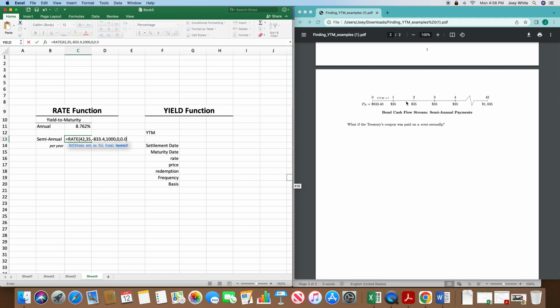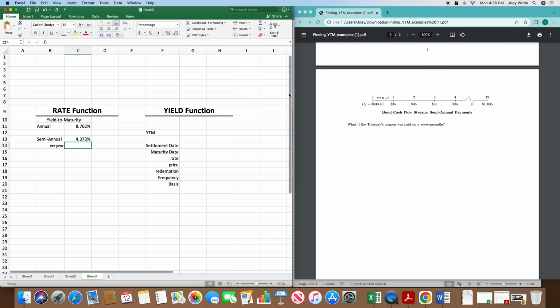we'll stick with a guess of 0.07. Now notice we get a semi-annual rate of 4.373%, but this is the yield to maturity on a semi-annual basis, so every 6 months. To get the yield to maturity per year, we just take this and multiply it by 2, and that will give us our yield to maturity. Notice it's not going to be that different from a yield to maturity on an annual basis, but it can make some difference.